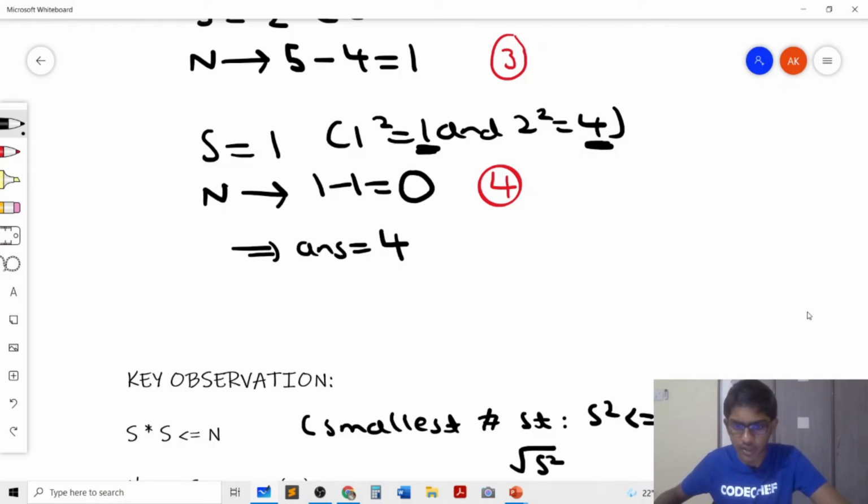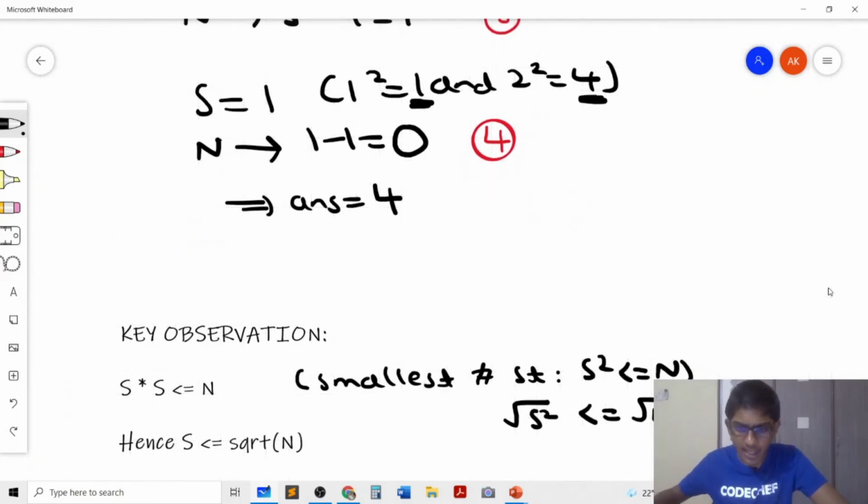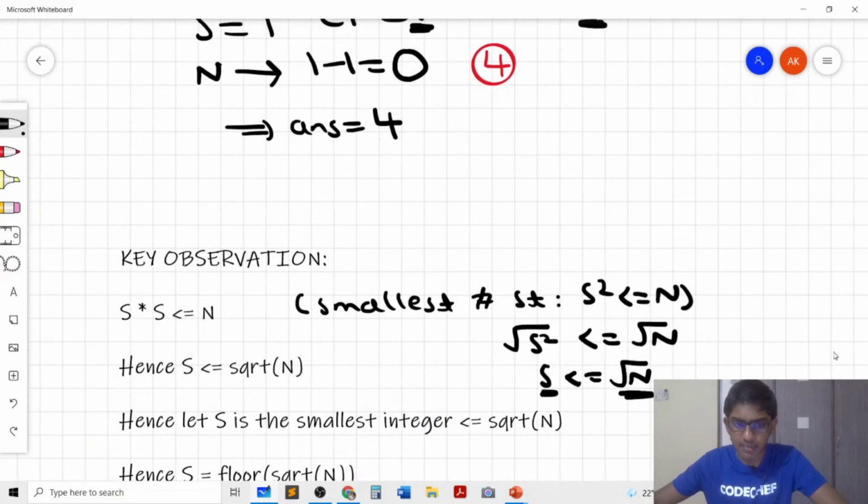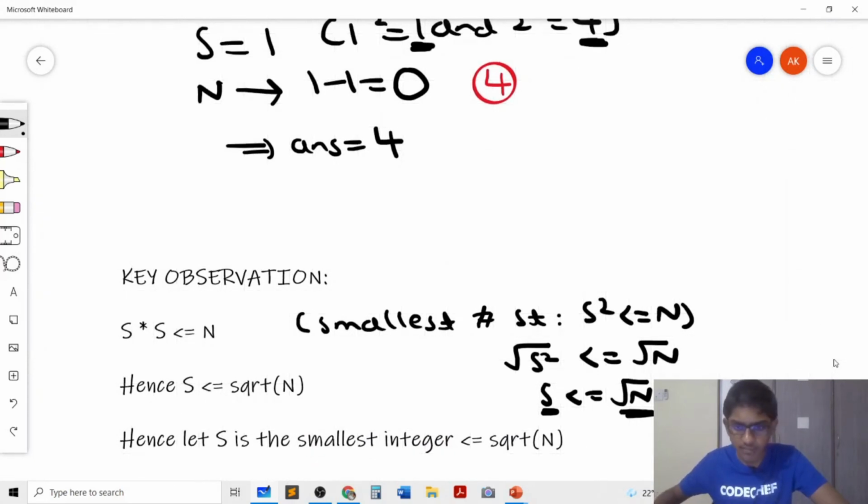So if we take square root of s squared is less than or equal to square root of n, this means that s is less than or equal to the square root of n. So we just need to choose an integer which is less than or equal to square root of n, because s has to be an integer, and that's evident from the problem statement itself. So let s be the smallest integer which is less than or equal to square root of n.